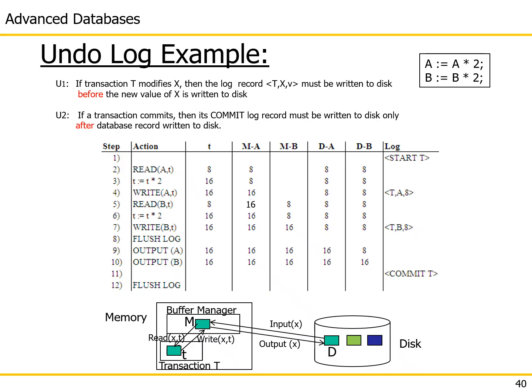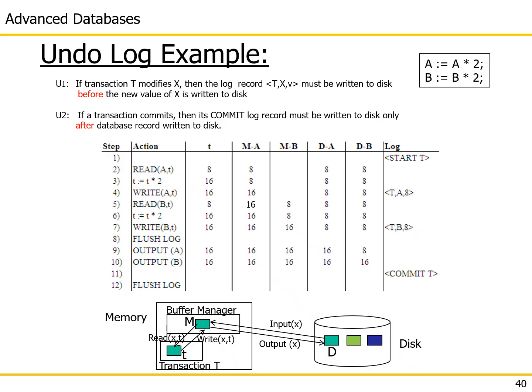Notice that this is actually how we enforce the rule that we have discussed, which is U1, that we are going to write to the disk the content of the log before we modify the records of the table. The modification to the records of the table is going to happen in lines number 9 and 10, which are output A and output B. The flush log appearing before them ensures that the log goes to disk. Now, output A will take the value of A from 8 to 16. Output B will take the value of B from 8 to 16.